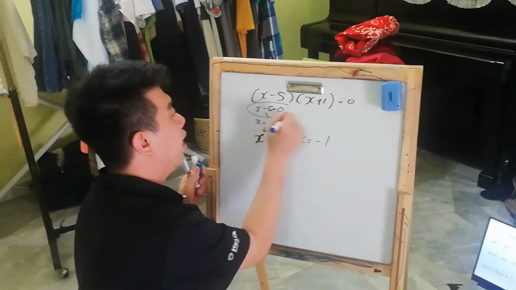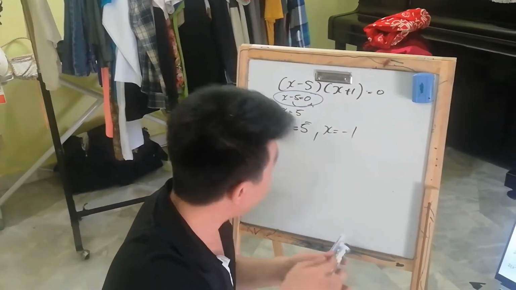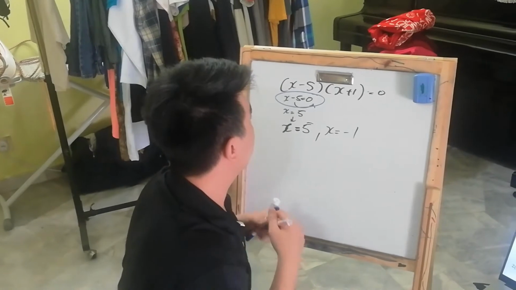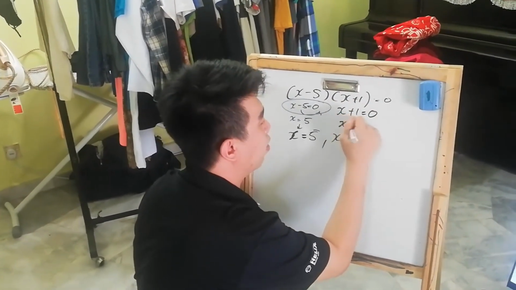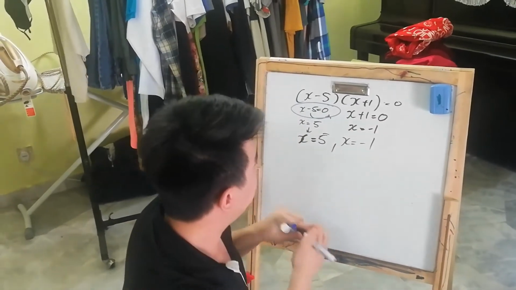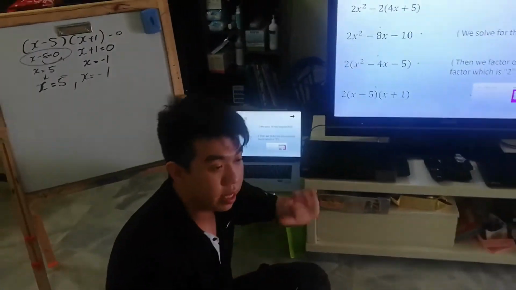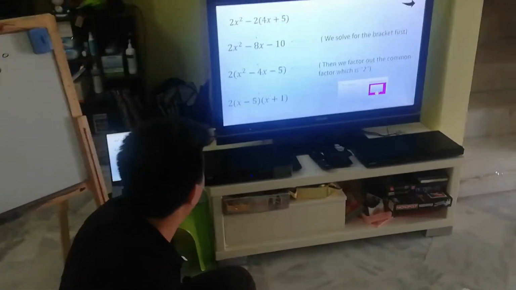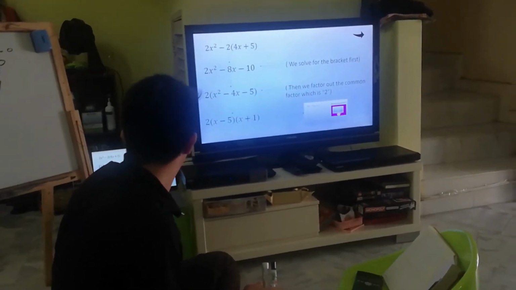Here, you make it equal to 0. Same goes to 1. X plus 1 equals 0. X equals negative 1. See? This both is the same. That is why when you use a calculator to check the answer, it's always the opposite. Understand? So now we'll go next.